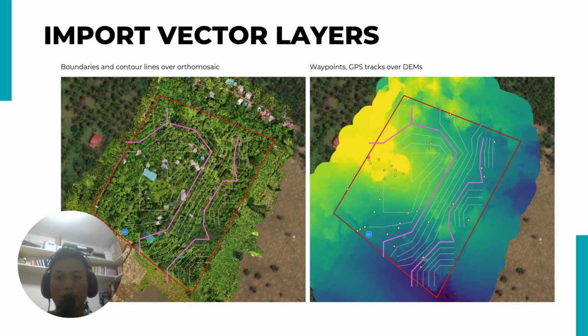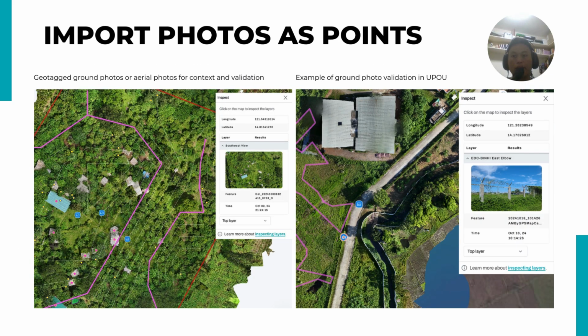In the GeoNadir project workspace, we can import other vector data layers as well, such as contour lines, boundaries, waypoints, and GPS tracks over the orthomosaic or DEM. In addition to vectors, we can also add geotagged ground photos or aerial photos to provide more context in our orthomosaics. We can take photos of individual trees at the ground level and see them in the context of a map using the Inspect tool. You can see the photo icon geotagged on the exact location where the photo was taken. This can be helpful for plant inventory studies.